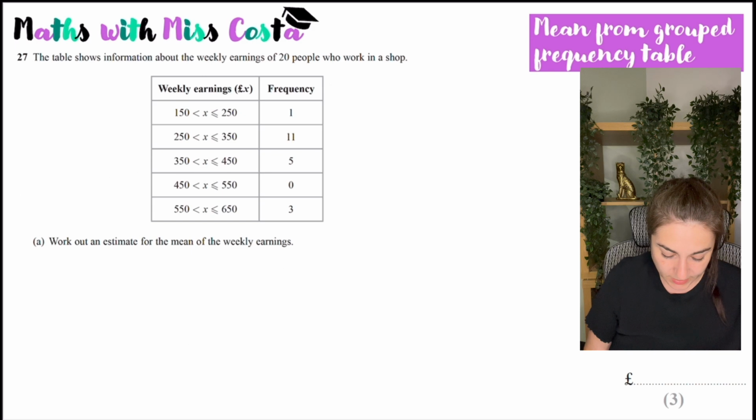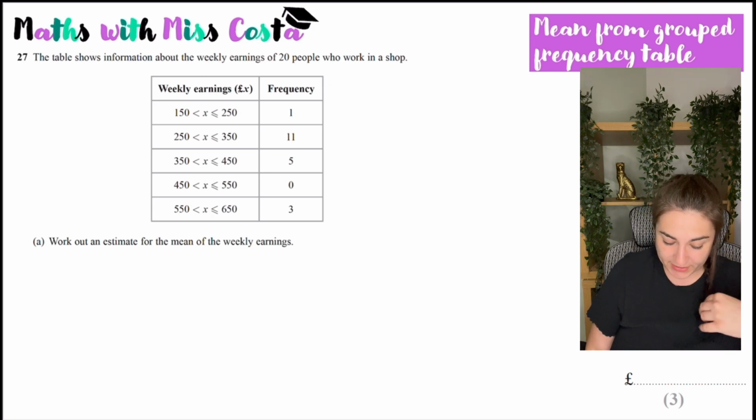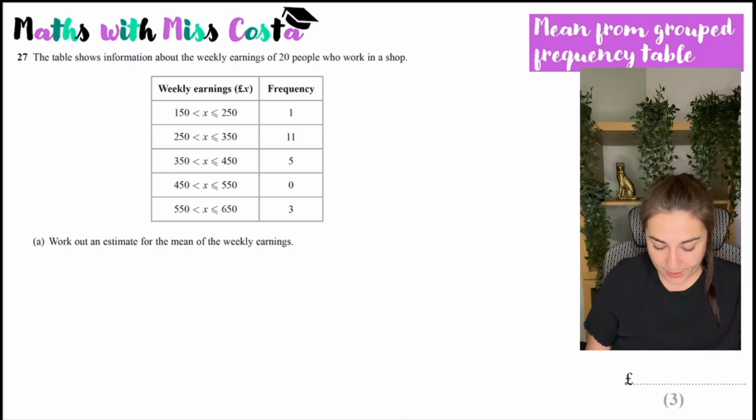Okay, so next it says the table shows information about the weekly earnings of 20 people who work in a shop. Work out an estimate for the mean of the weekly earnings.